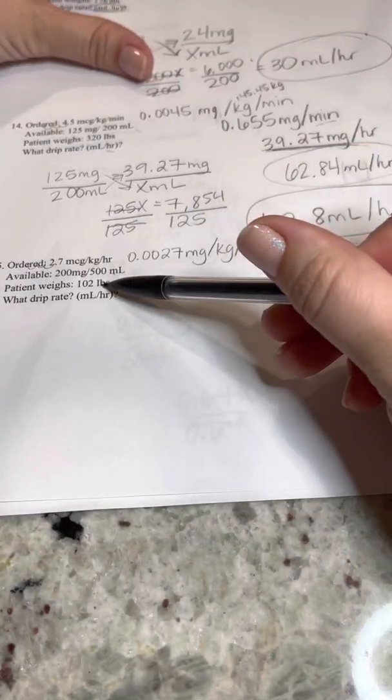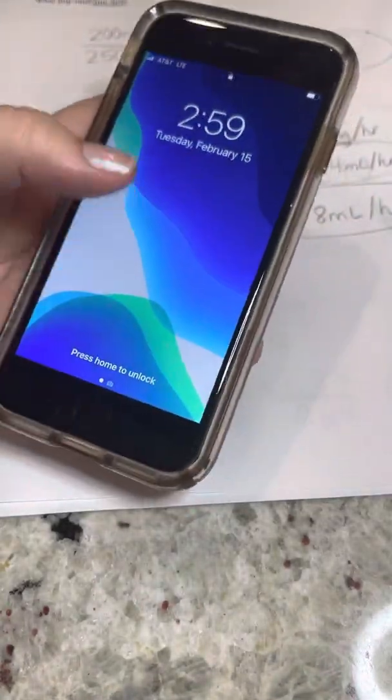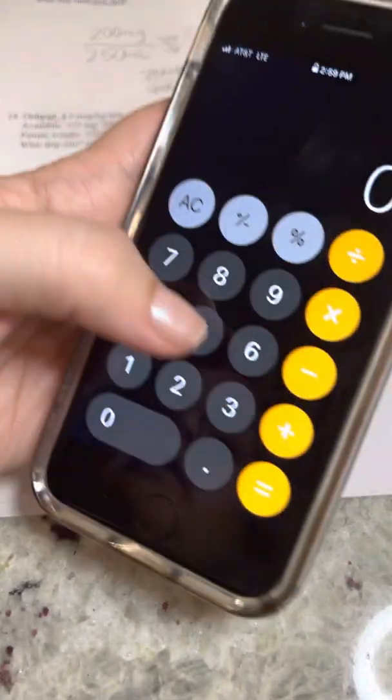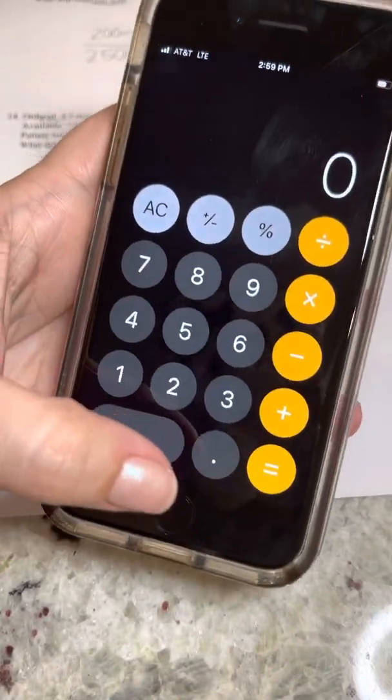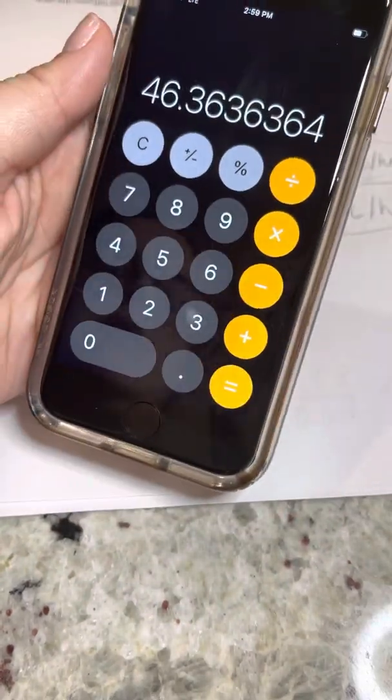Our patient weighs 102 pounds. So let's get that to kilograms. So what did we have? 102 pounds, divide by 2.2 equals 46.36 kilograms.